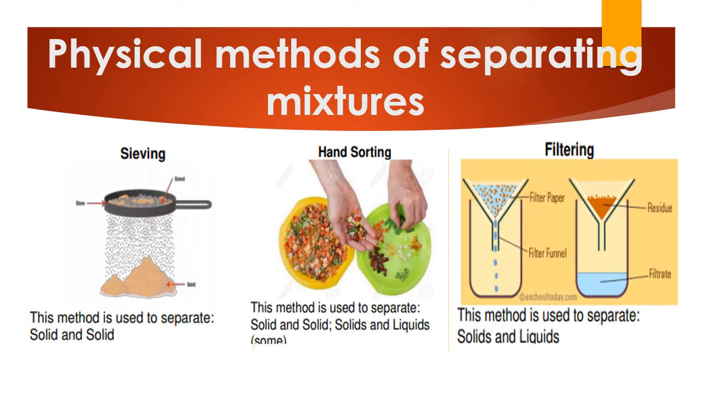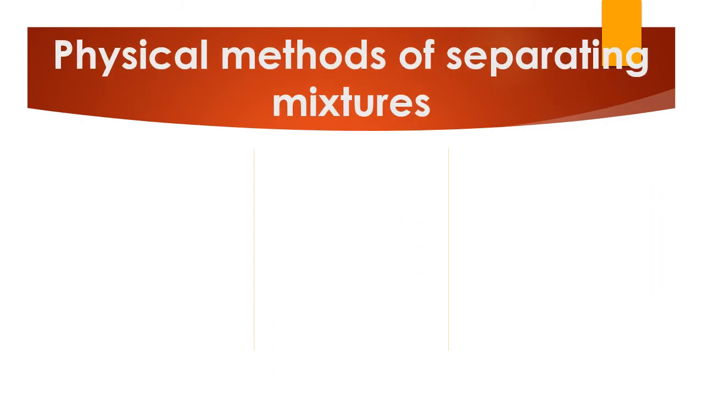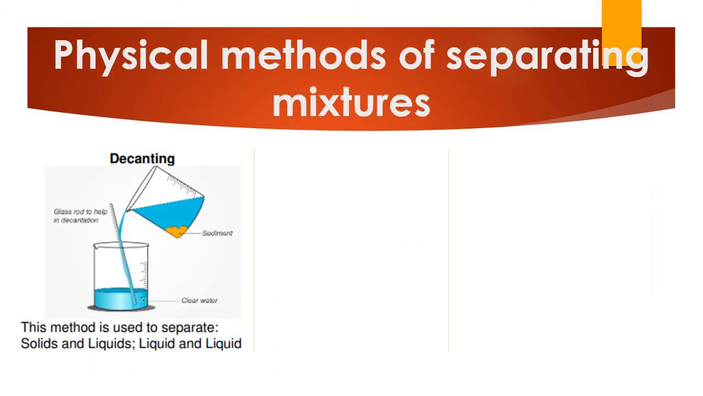Filtration. Filtering is also used to separate solids and liquids. For example, if you have your water and sand, you can separate using the filter. We also have decanting. Decanting is used to separate solids and liquids, or liquids and liquids. For example, your oil and water can be separated by the process of decanting.